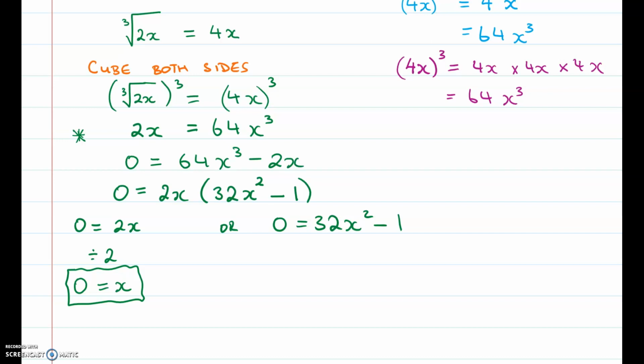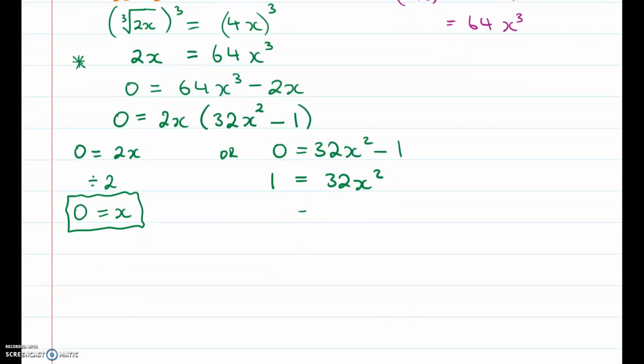In this case, we have 0 is equal to 32x squared minus 1. Let's move the 1 across. We want to get the x squared on its own. So let's move the negative 1 across. You get 1 is equal to 32x squared. And now divide both sides by 32. You get 1 over 32 is equal to x squared.